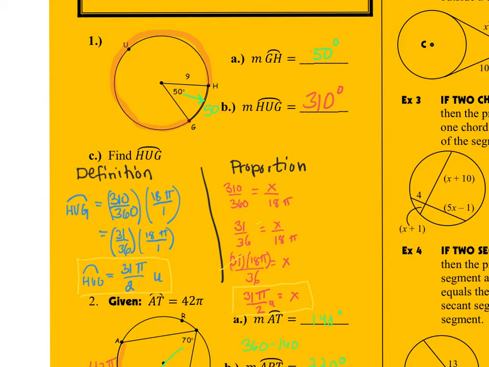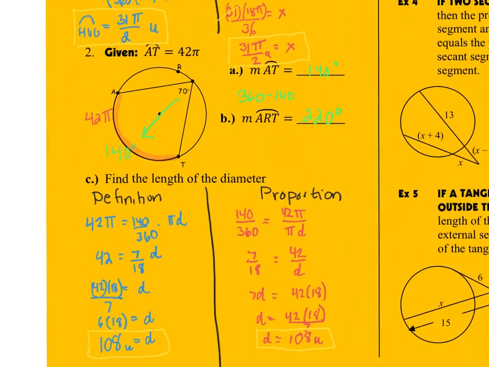I then see that I need x by itself, so this is divided by 18 pi. So I multiply both sides by 18 pi, and I have 31 times 18 pi over 36. The 18 and the 36 will cancel to 1/2, and so that'll give me 31 pi divided by 2 units. And we can see that we get exactly the same thing by using the definition or the proportion.